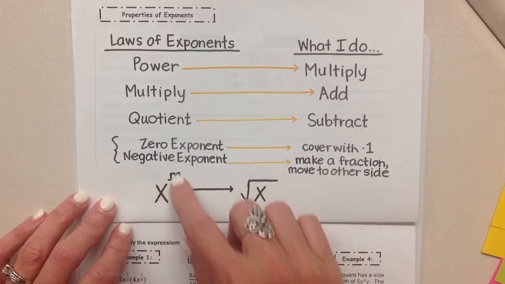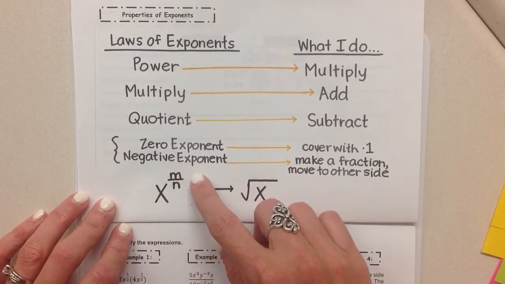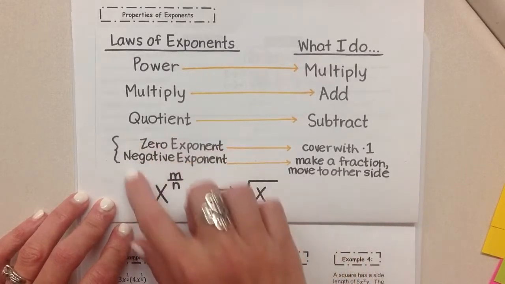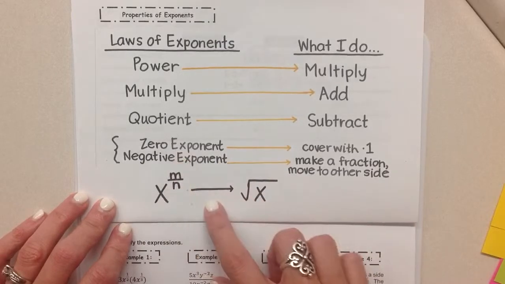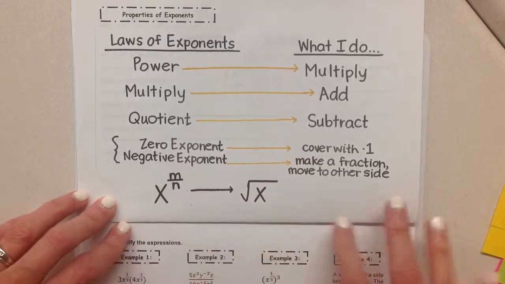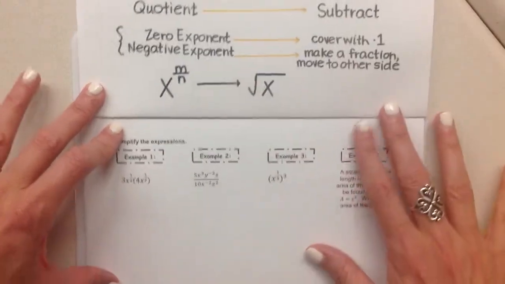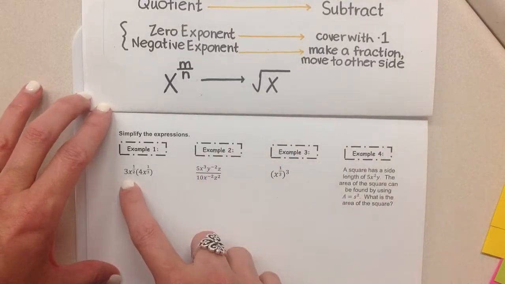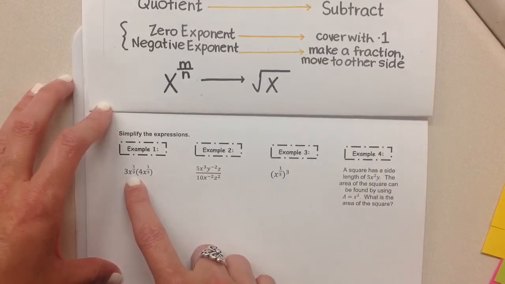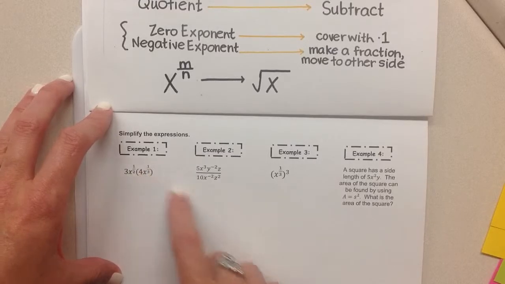And then we're going to talk about this. This is just how to rewrite an expression when your exponent is a fraction. So this is going to kind of be taking place when you have zero negative exponents. You wait till the very end to deal with any fraction exponents. So now we're going to look here at our first example. We are going to simplify the expression 3 times x to the 1/2 times 4 times x to the 1/3.